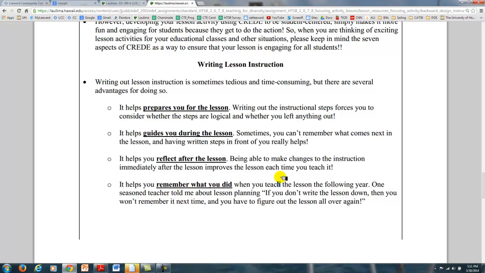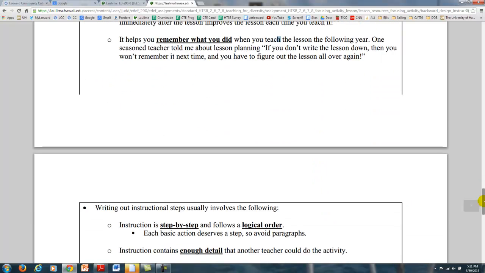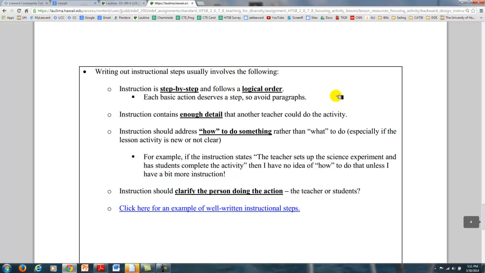So writing the lesson instructions is very important, and down here are the most important ideas that you've got to follow. It's got to be step by step and logical. It's got to have enough detail so that another teacher or a sub could do the activity without you there. And it should be focused on how to do something rather than what to do. So for example, get the materials is telling you what to do, not how to go about getting those materials.